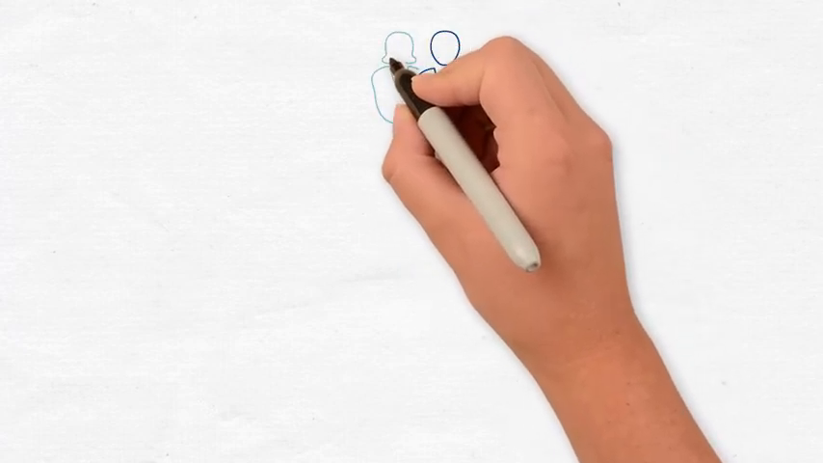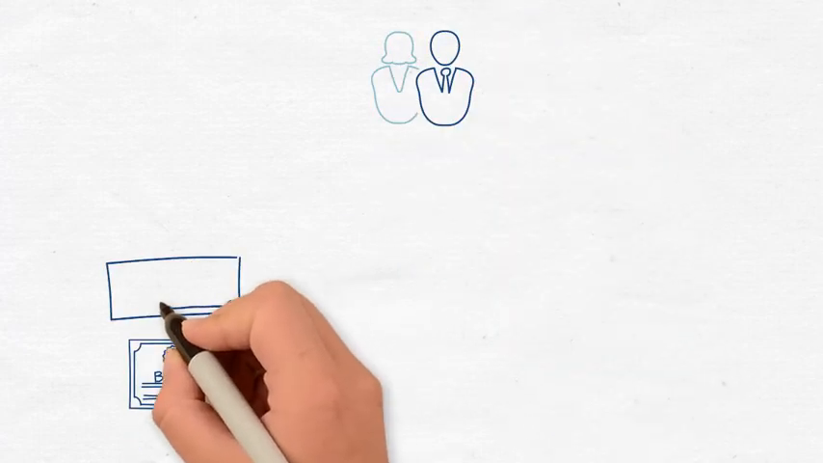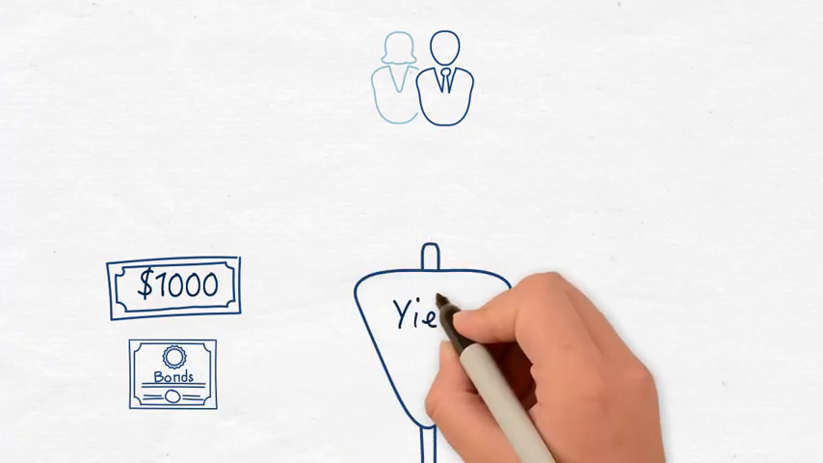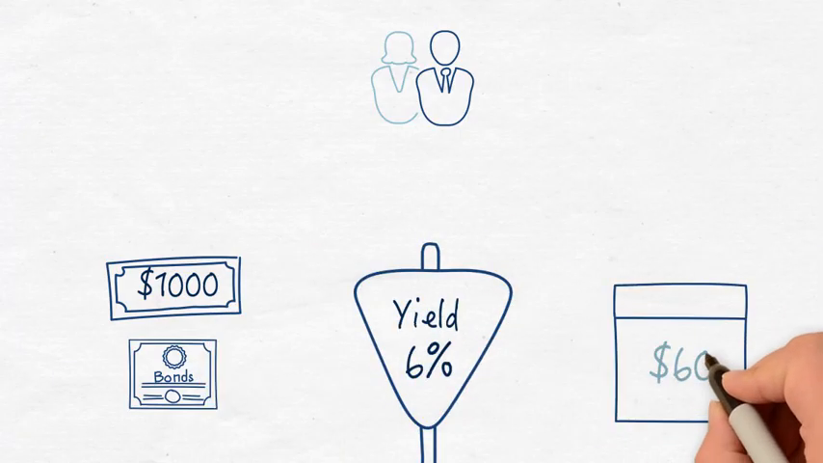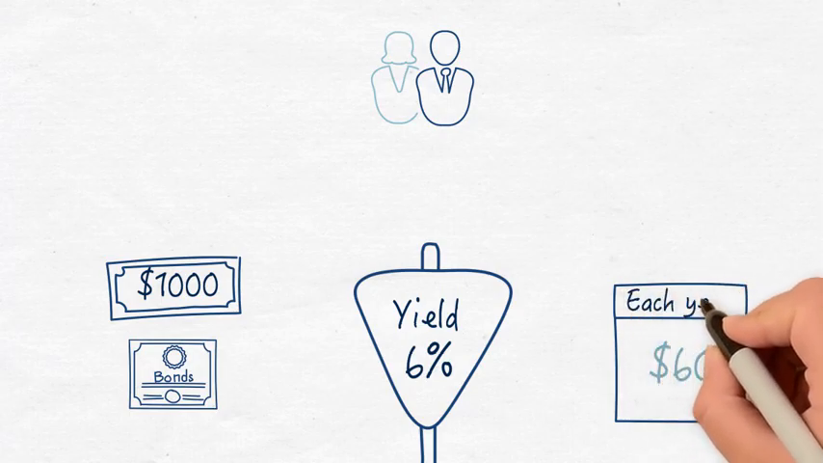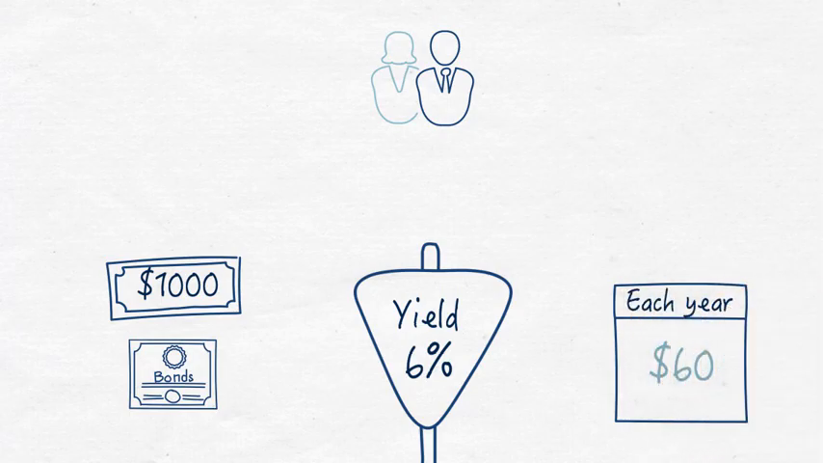Let's look at an example. Say an investor buys a bond for $1,000 that has a coupon of 6%, which earns them $60 in interest each year. Since it is bought at par, the yield is the same as the rate of its coupon.